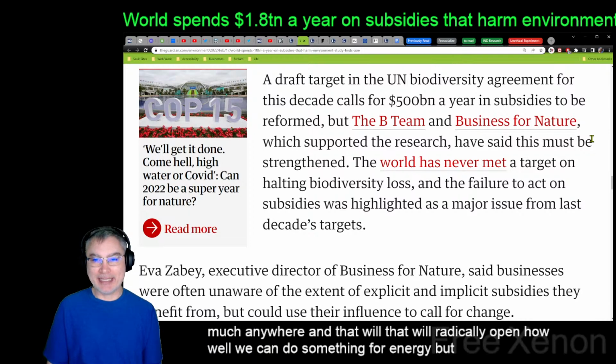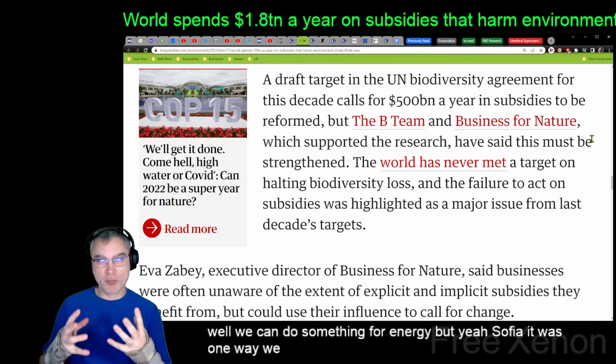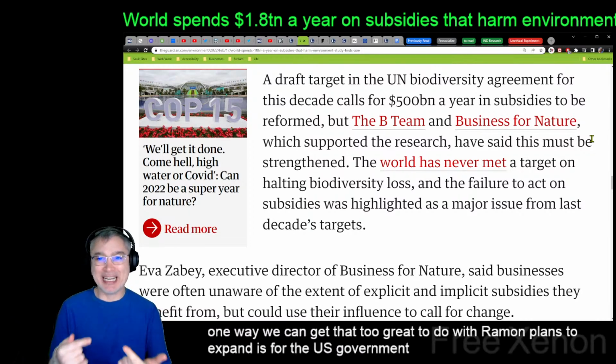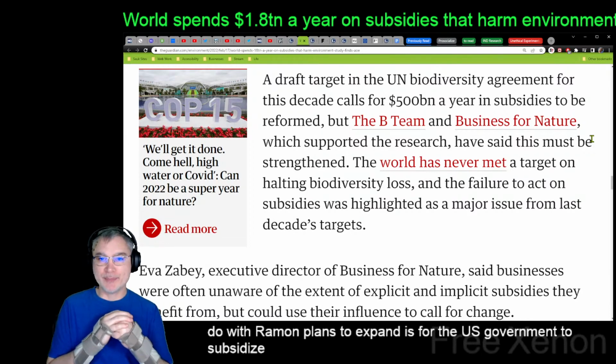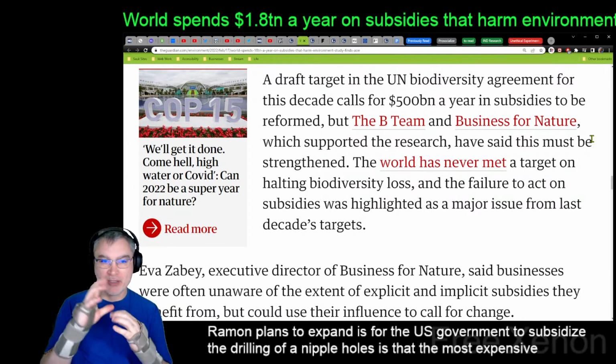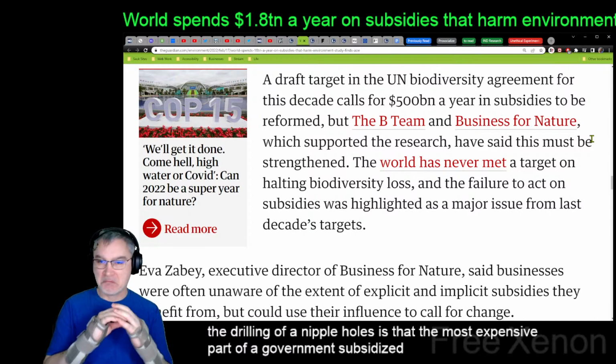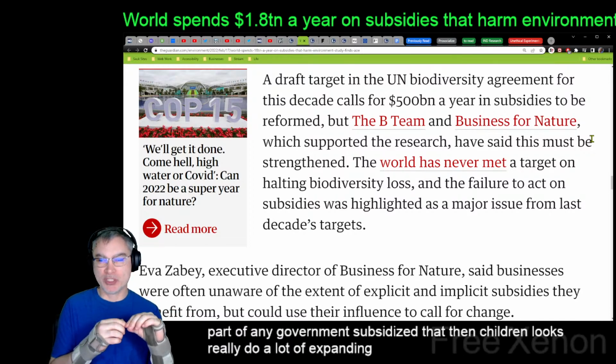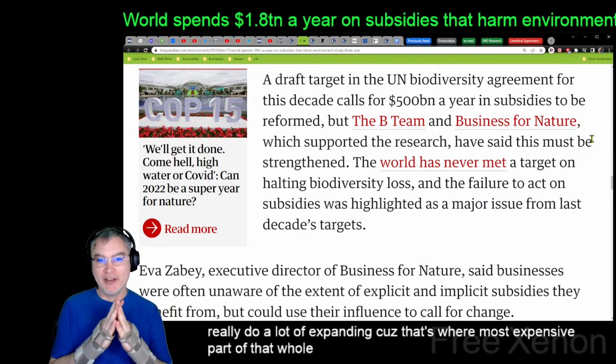But yeah, so one way we could get geothermal plants to expand is for the U.S. government to subsidize the drilling of the initial holes, because that's the most expensive part of it. If the government subsidizes that, then geothermal can really do a lot of expanding, because that's one of the most expensive parts of that whole process.